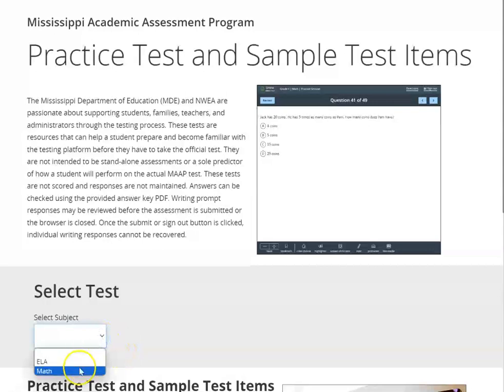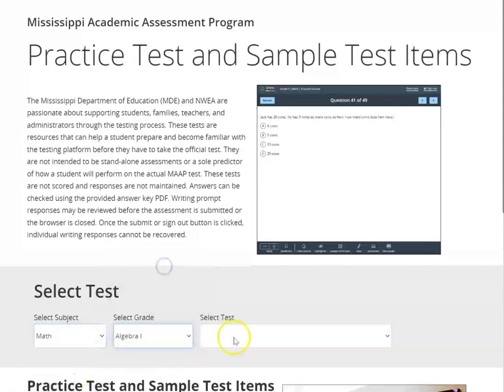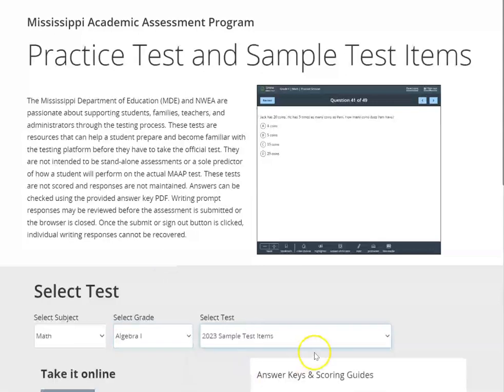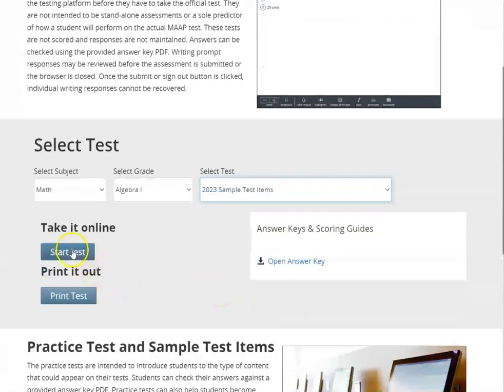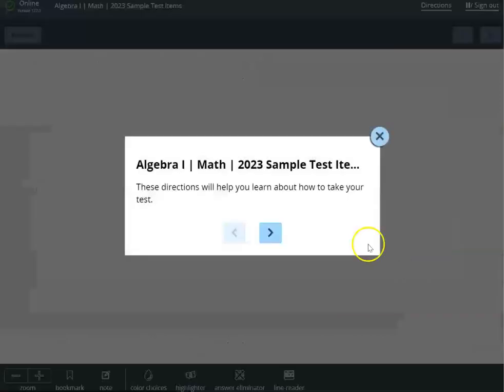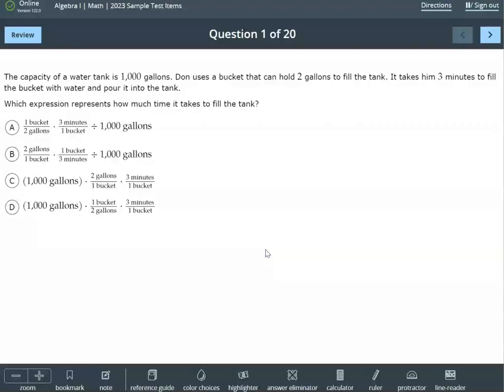Select Subject Math. Select Grade Algebra 1. Select Test 2023 Sample Test Items. Scroll down and choose Start Test. Click on Continue. Click the X to skip the tutorial, and then start the test.